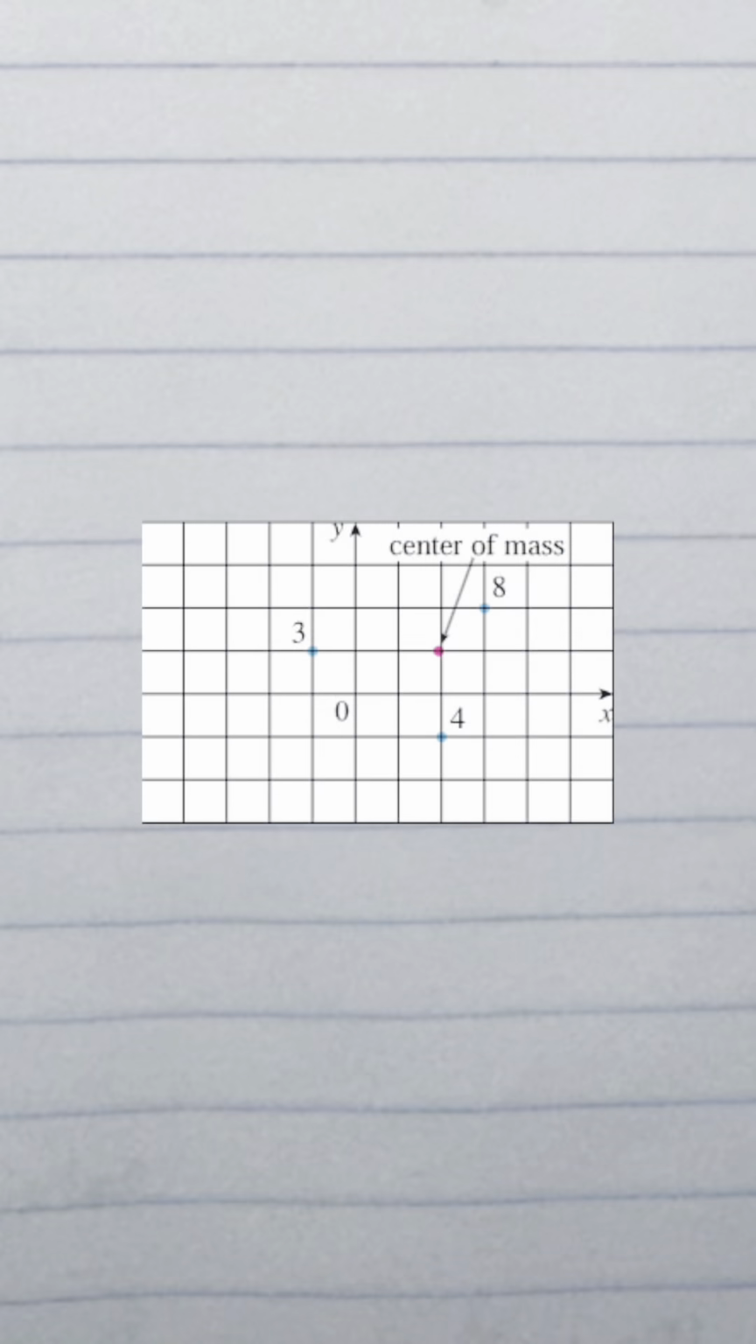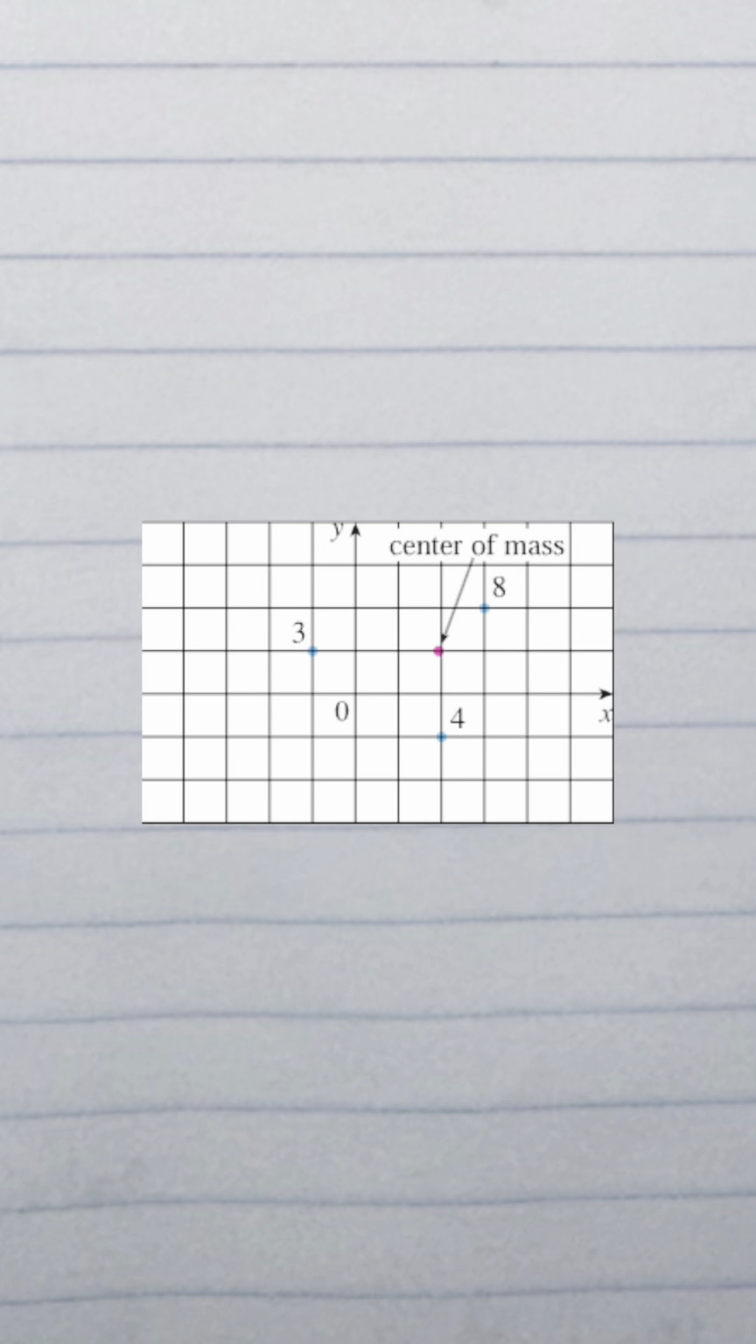Today I'll be talking about the center of mass for a system of discrete particles. The center of mass is the point where the total mass of the system can be considered to be concentrated. You can think of it as the balance point. If we could place the entire system on a needle, the center of mass is the exact spot where everything would be perfectly balanced.